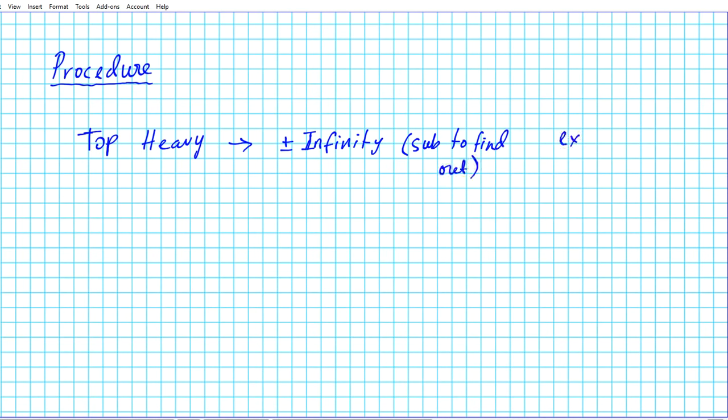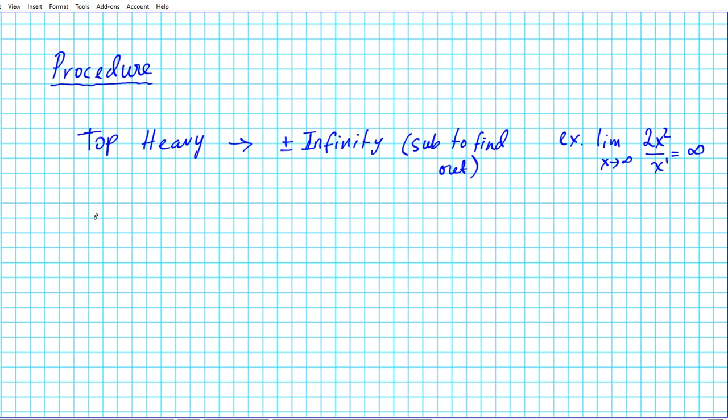For example, let's say you want to find the limit as x approaches infinity of 2x squared over x. Now this is top heavy. Do you see why it is top heavy? Because the degree of the numerator is 2 and the degree of the denominator is 1. The numerator has a greater degree, so it's going to be plus or minus infinity just by inspection. And when you plug in infinity in the reduced form, which is 2x, you will end up with infinity. So you have top heavy.